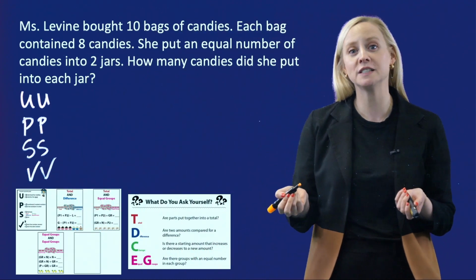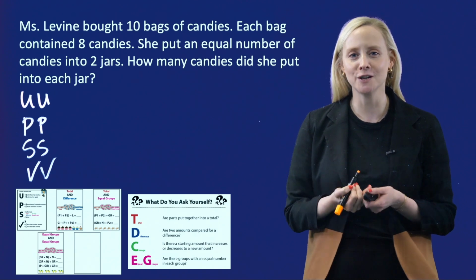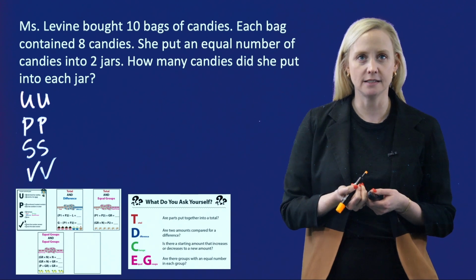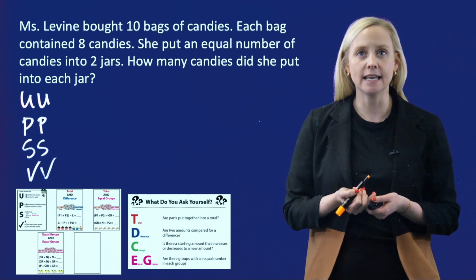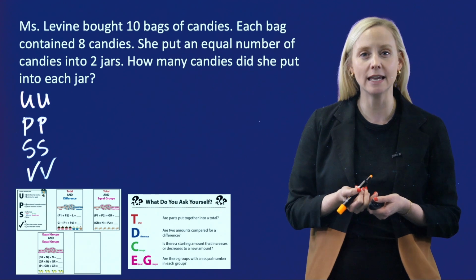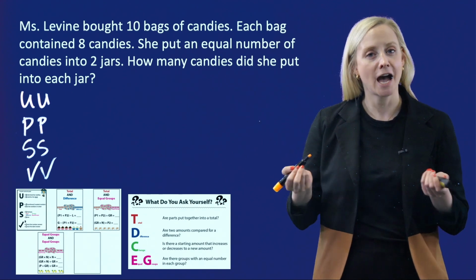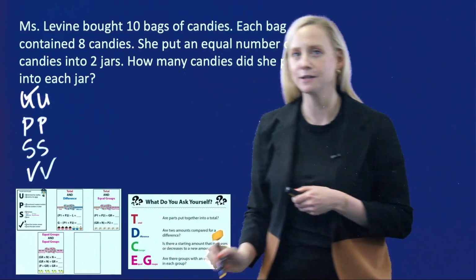So my first U stands for understand by reading. I'm going to go ahead and read the problem. This says Miss Levine bought 10 bags of candy. Each bag contained 8 candies. She put an equal number of candies into 2 jars. How many candies did she put into each jar? I read my problem. I'm going to check off my first U.